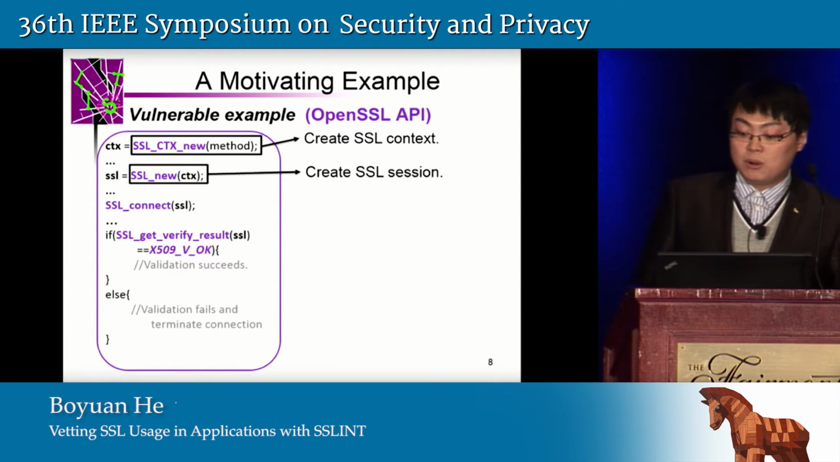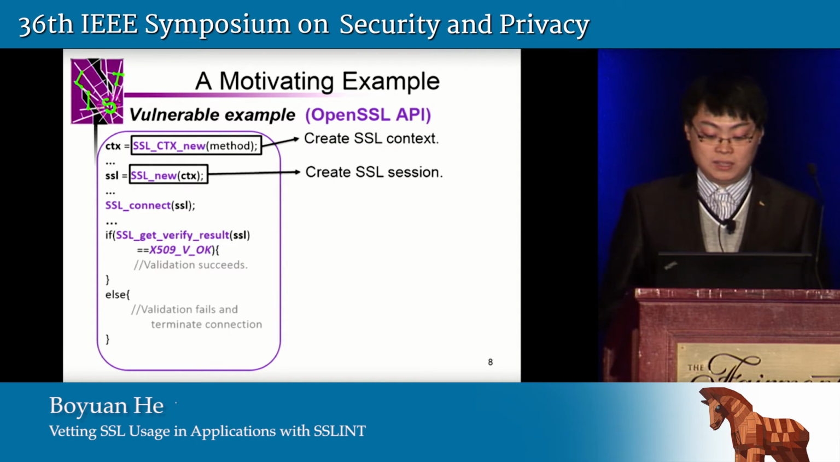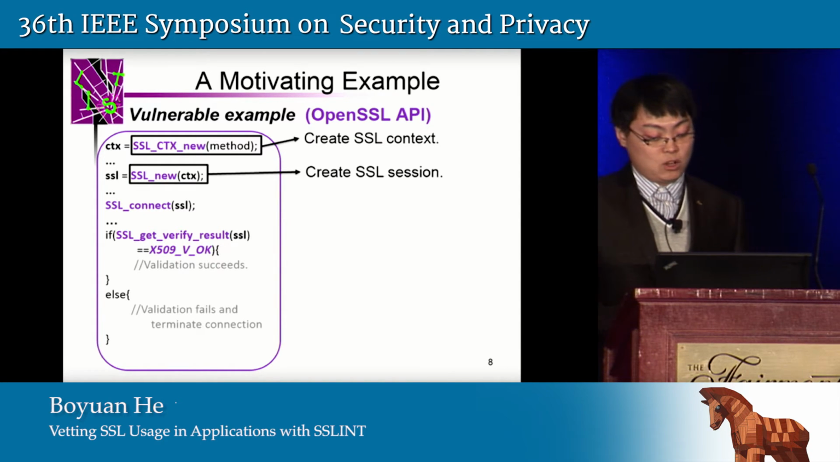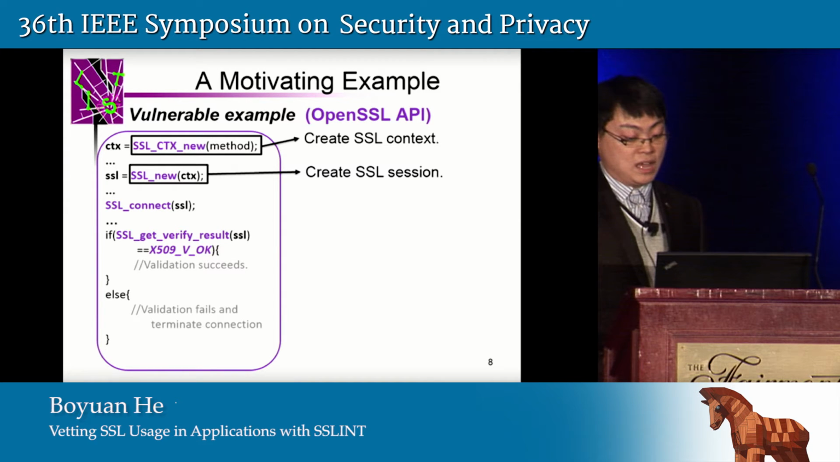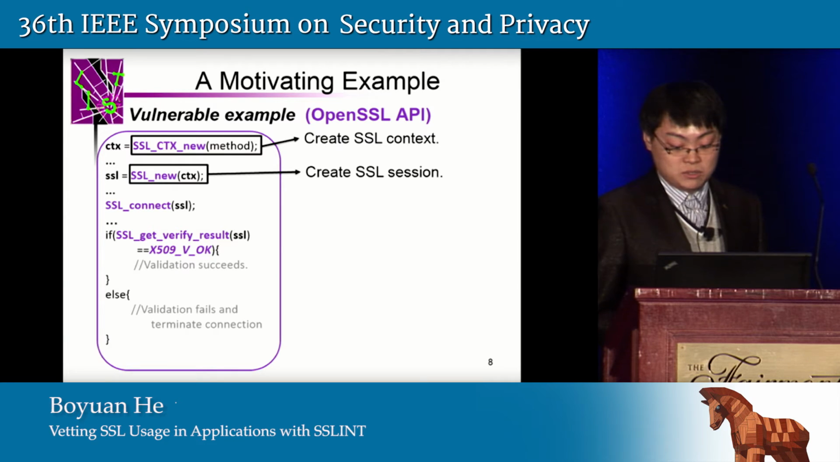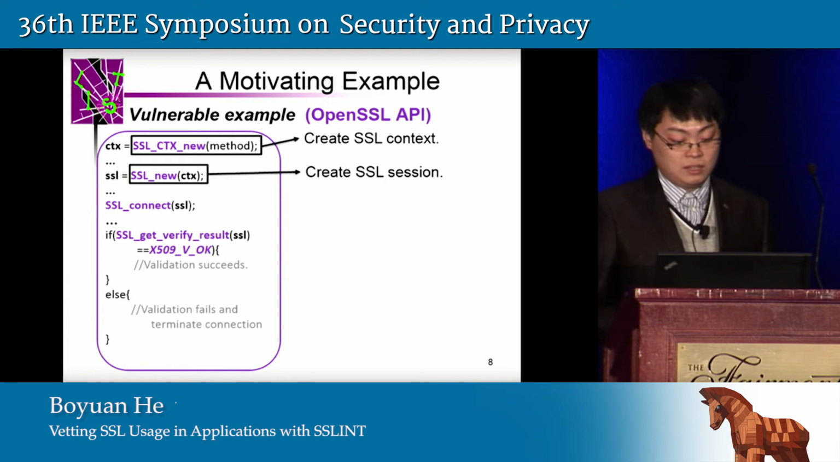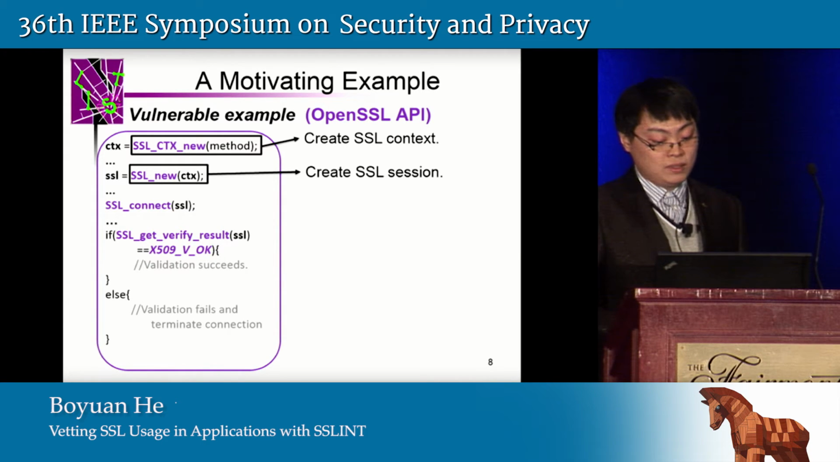In order to show the details of these vulnerabilities and the idea of our system design, now we present a motivating example from a real vulnerable app we found. This application uses OpenSSL as its SSL implementation, and the first API, SSL_CTX_new, as you can see in the first line, is called to create an SSL context, which is for SSL configuration. Then the second one, SSL_new, is called to create an SSL session using this context.